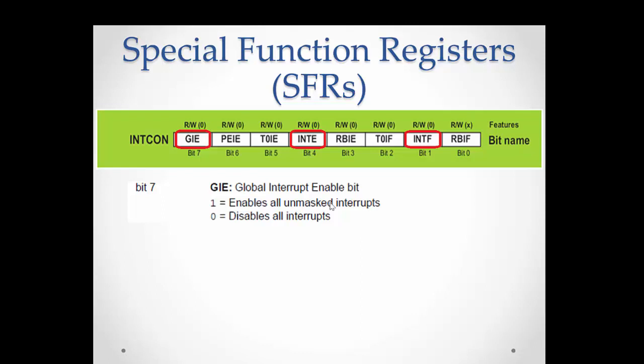Think of it as a main circuit breaker, right? It's not like a circuit breaker for one room or two rooms. Think of it as the main circuit breaker for the whole house. So by placing a 1, it will enable all the interrupts. That's what we are going to do. We are going to put a 1 in there. So how do we do that?